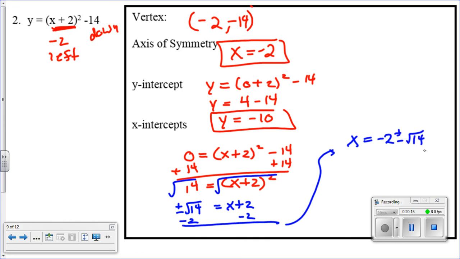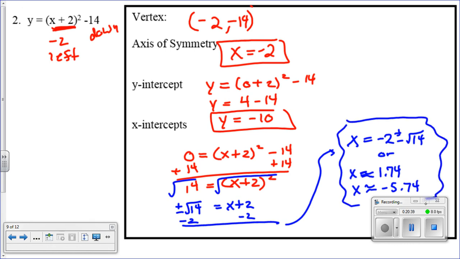Now this is acceptable as an answer. I'm completely fine with this, especially since they did not give us a rounding place. But for those of you who maybe want a decimal, we're looking at two irrational values here. So one of the values would be 1.74. The other x value would be negative 5.74. Now there were no directions on what to do, so I'm providing both of them for you.